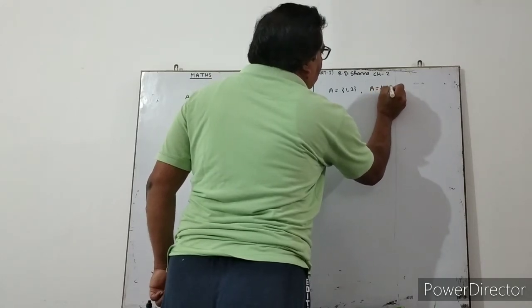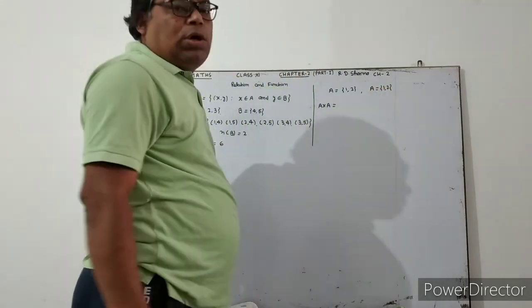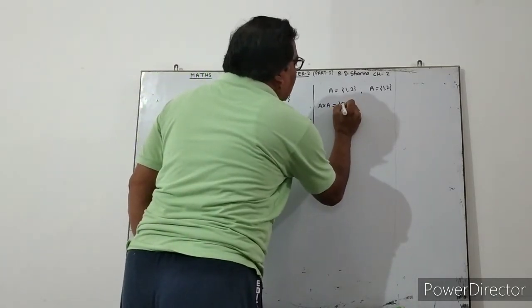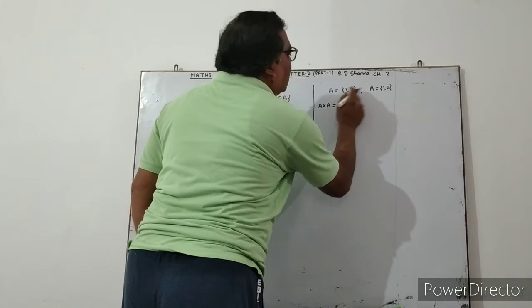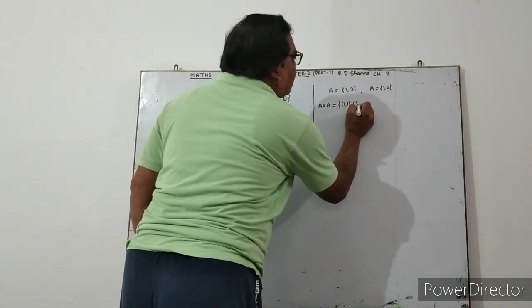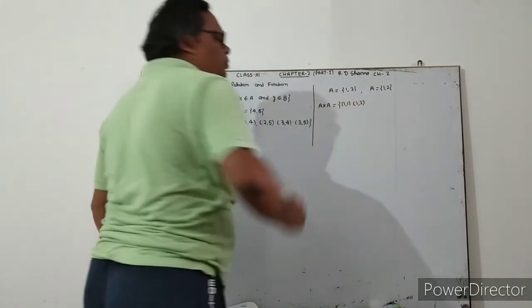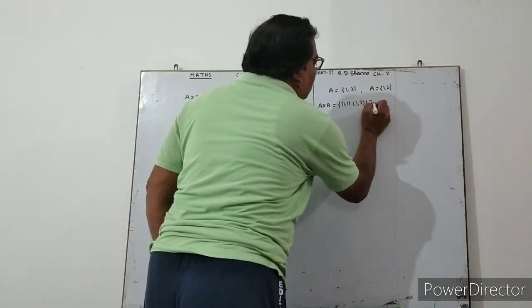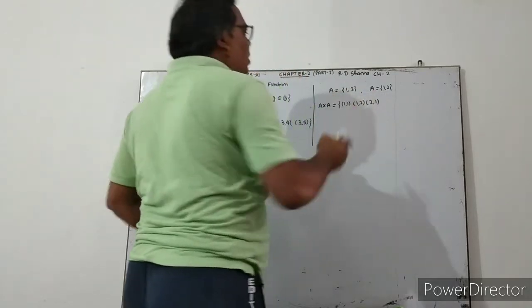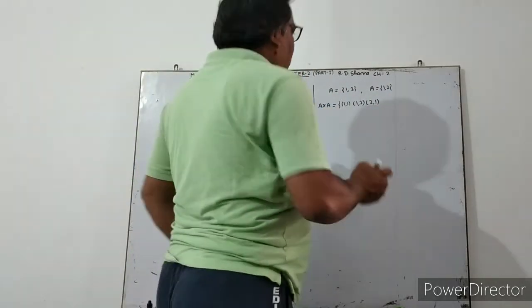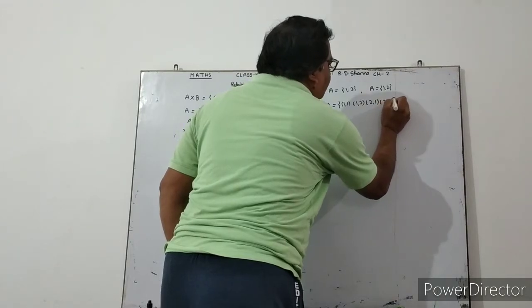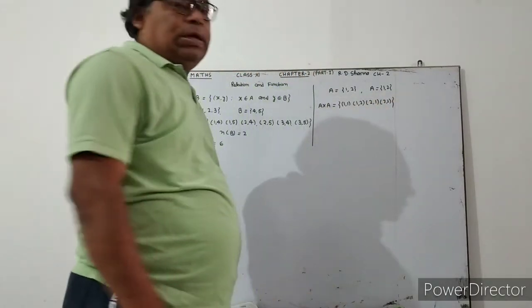Suppose A is 1 and 2. Then A cross A is (1, 1), (1, 2), (2, 1), (2, 2). This is A cross A.